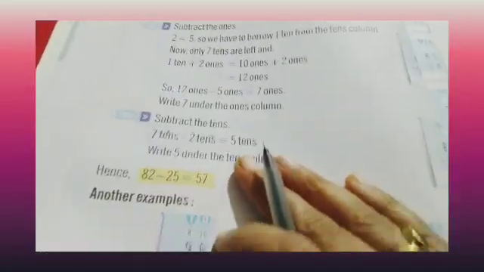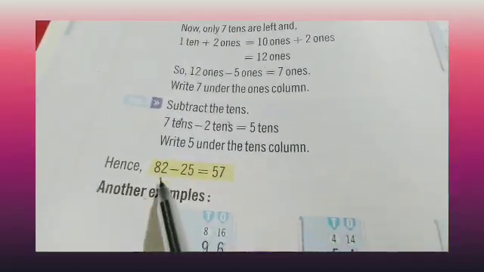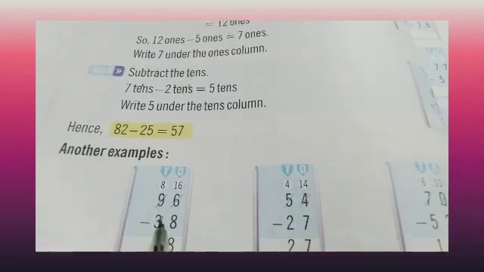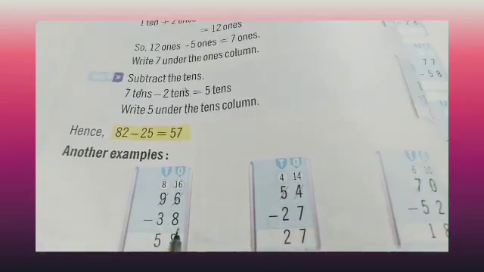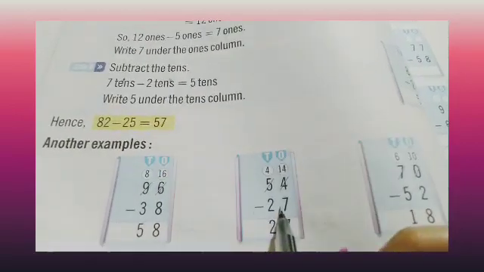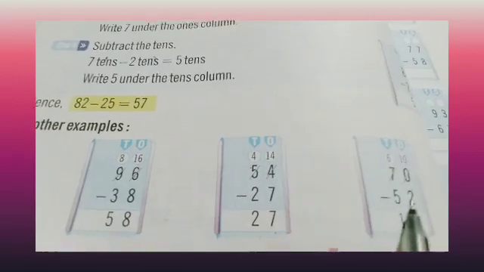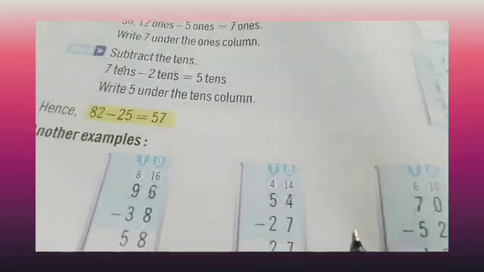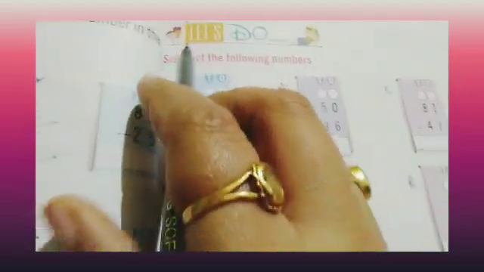Okay? Now see another example. Suppose we have to subtract 96 minus 38, then again we have to borrow. 54 minus 27, then again we have to borrow. 70 minus 52, then again we have to borrow. Now let us start our exercise.